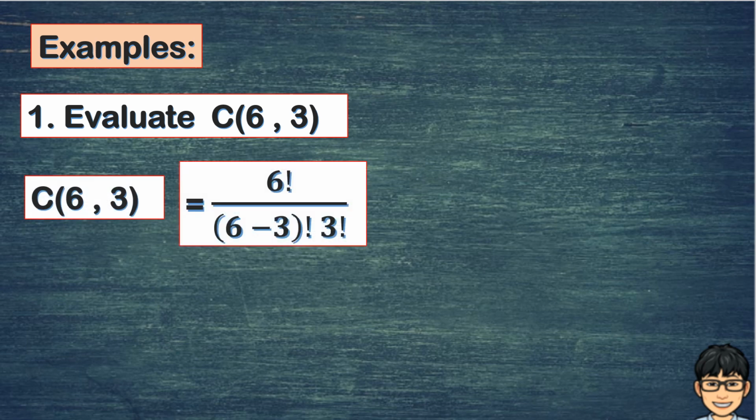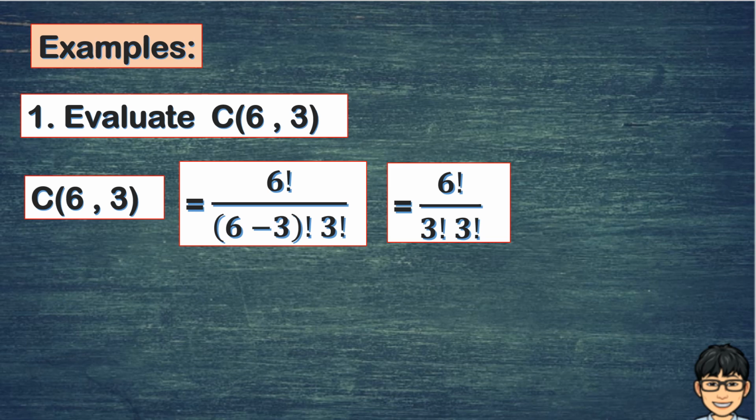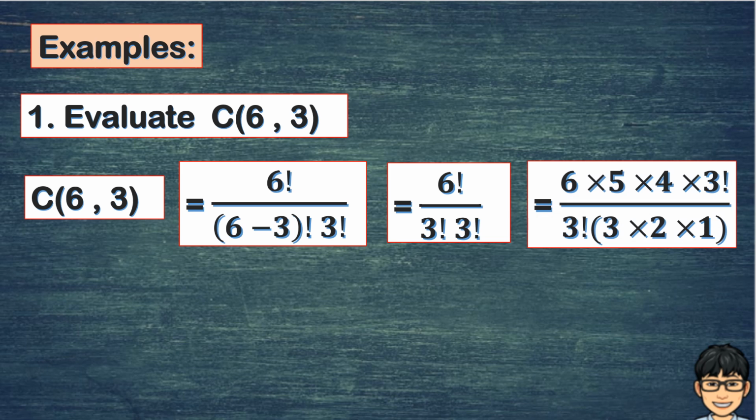So using the formula, we have 6 factorial over 6 minus 3 factorial times 3 factorial, which is also equal to 6 factorial over 3 factorial times 3 factorial. Then evaluate natin. So meron tayong 6 times 5 times 4 times 3 factorial all over 3 factorial times 3 times 2 times 1. Tulad ng napag-aralan natin sa factorial notation, lagi tayong hihinto sa isang factorial kung ano ang pinakamataas na factorial sa denominator.